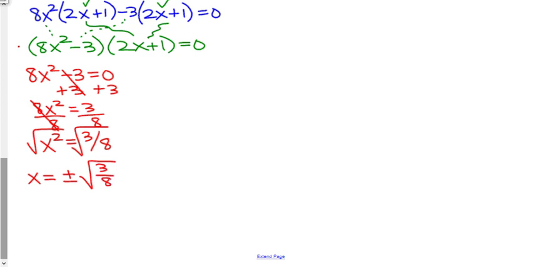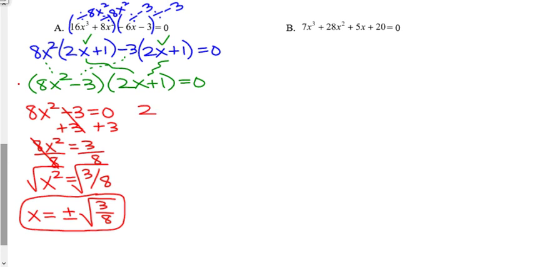And I cannot simplify root 3 over 8. It's just a fraction. I'm just going to leave it the way it is. But don't forget I have to add that plus or minus when I'm taking the square root of something. That's very important. I'll also solve for this one. So 2x plus 1 equals 0. I subtract 1 over.